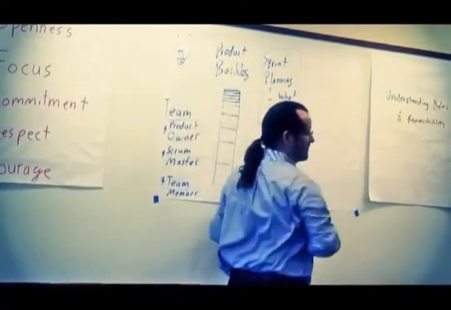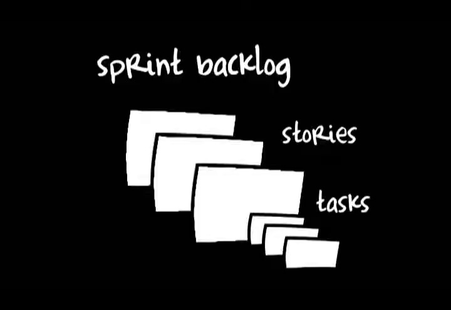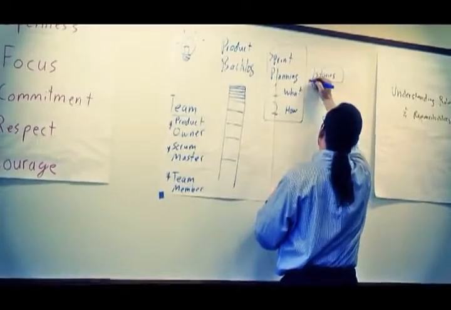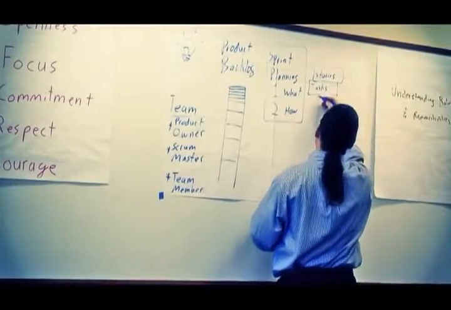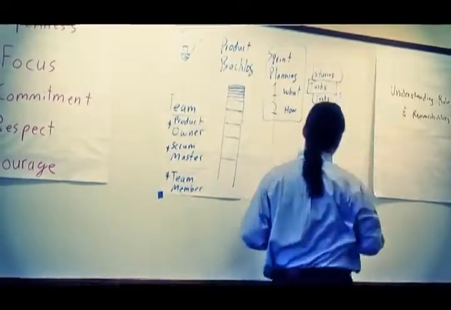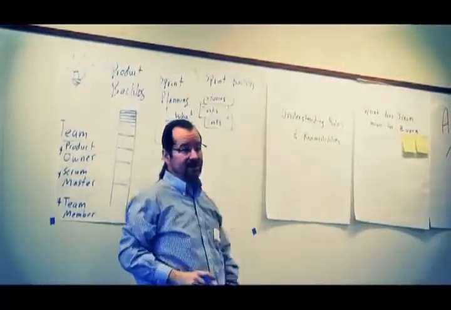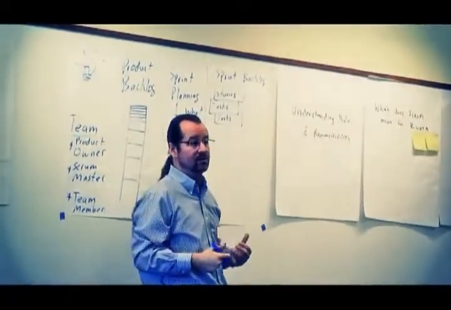So we come out of the sprint planning meeting, and we've got a list of stories, and probably a much larger list of tasks that support the stories, and maybe even we have some other tasks that don't directly support the stories we committed to this sprint, the tasks that we think we're going to have to do in order to deliver those stories.